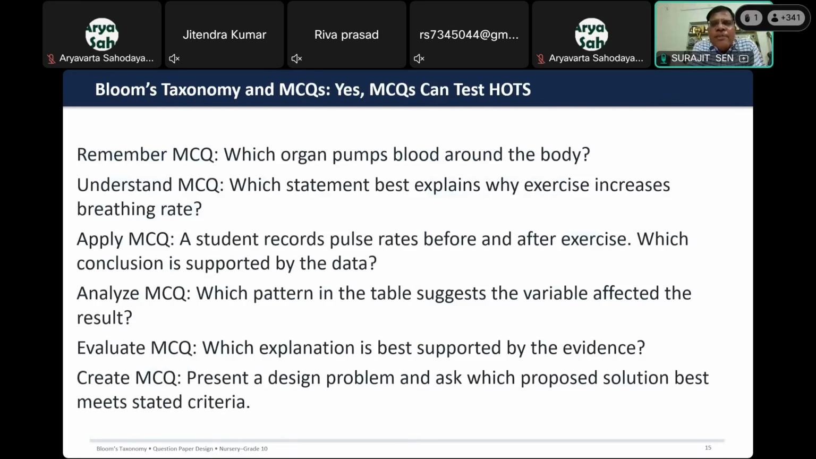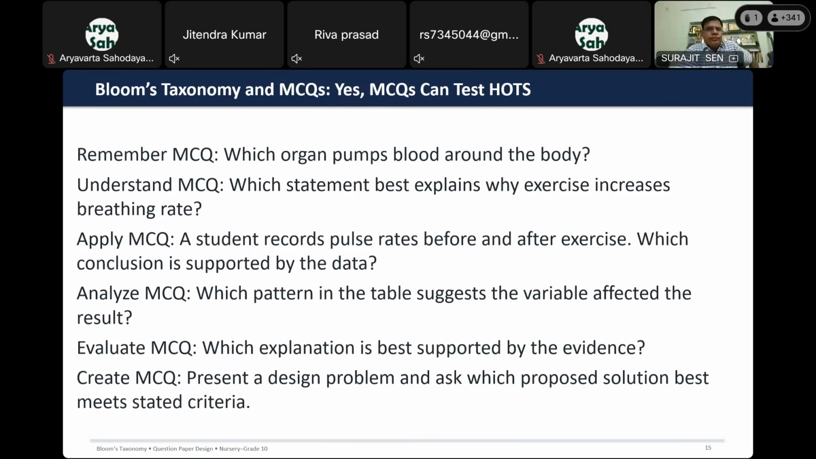Bloom's taxonomy for MCQs. Yes, MCQs can test higher order thinking. And remember, respected teachers, MCQ is very difficult to make. It is not so easy to make MCQ questions. Only a person with enough knowledge, idea, and experience can make them, because a deep study of students is required. So we have to make the questions in that way also.